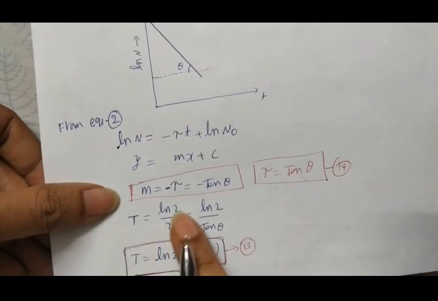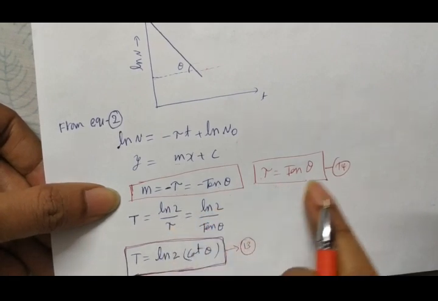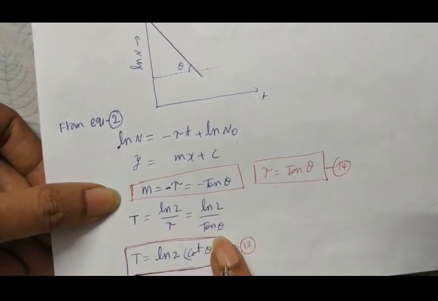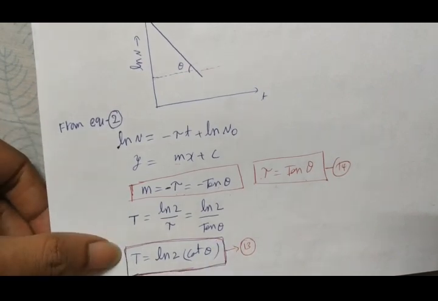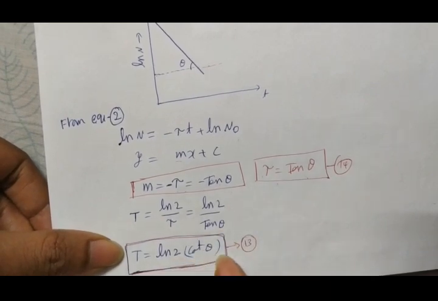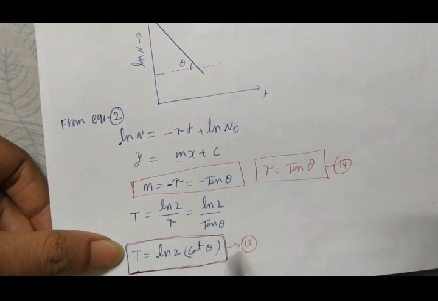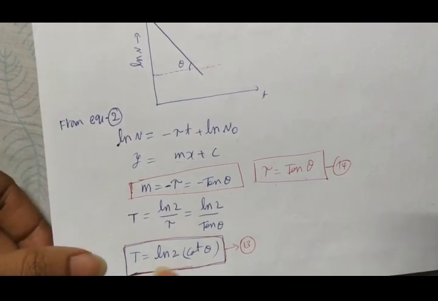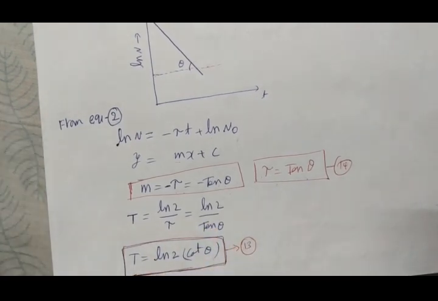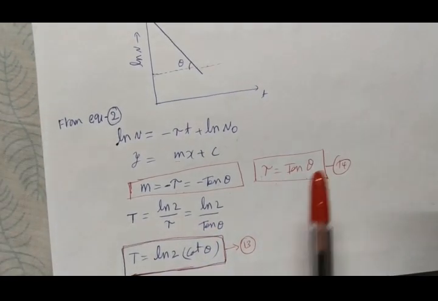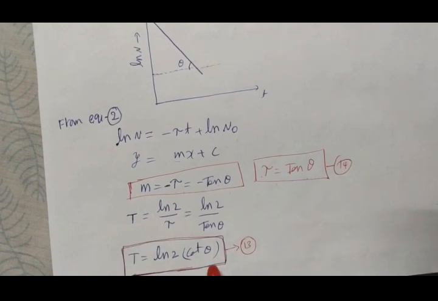Once you get lambda, use this formula: T is equal to log 2 by lambda. In place of lambda, take this value, so T half-life is equal to log 2 by tan theta, that is log 2 into cot theta. So we get a relation between the disintegration constant and the slope of the line, and between half-life and the slope of the line, actually the reverse of slope. So we get a relation between disintegration constant and slope, and half-life and slope of the line, or the angle made by the line with the x-axis.